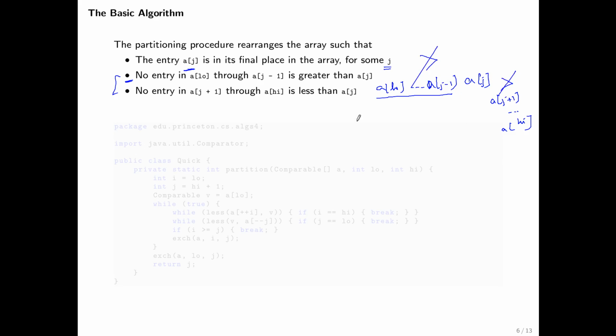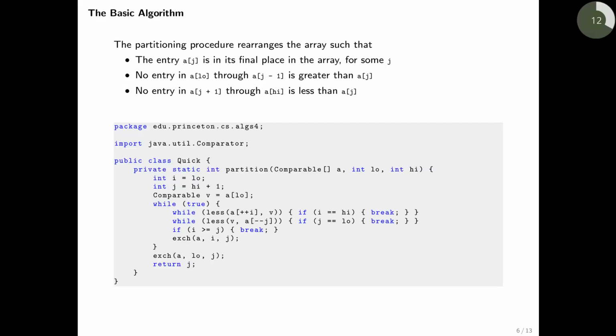In other words, what we are saying is that after the partitioning step, all the elements to the left of the pivot are less than or equal to the pivot, and all the elements to the right of the pivot are greater than or equal to the pivot. Right? So now let's look at the partitioning procedure, the partitioning method. So it is implemented as a private helper method called partition inside of Quick.